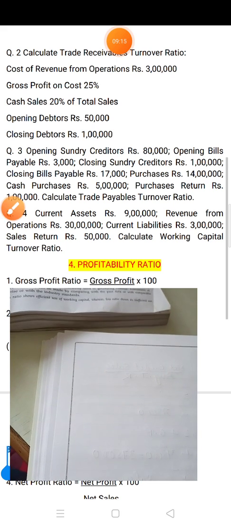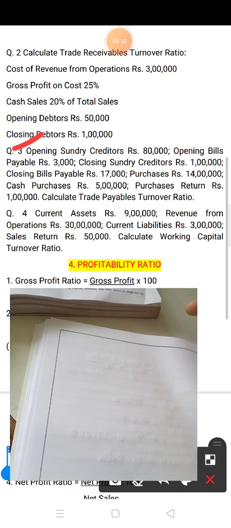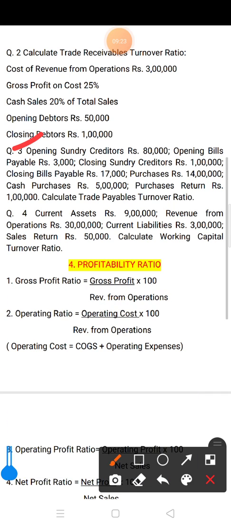Now next question is question number 4. Opening sundry creditor is 80,000. Opening bills payable is rupees 3,000. Closing sundry creditor rupees 1 lakh. Closing bills payable rupees 17,000. Purchases rupees 14 lakh. Cash purchases 5 lakh. Purchase return 1 lakh. Trade payable turnover ratio you have to calculate.